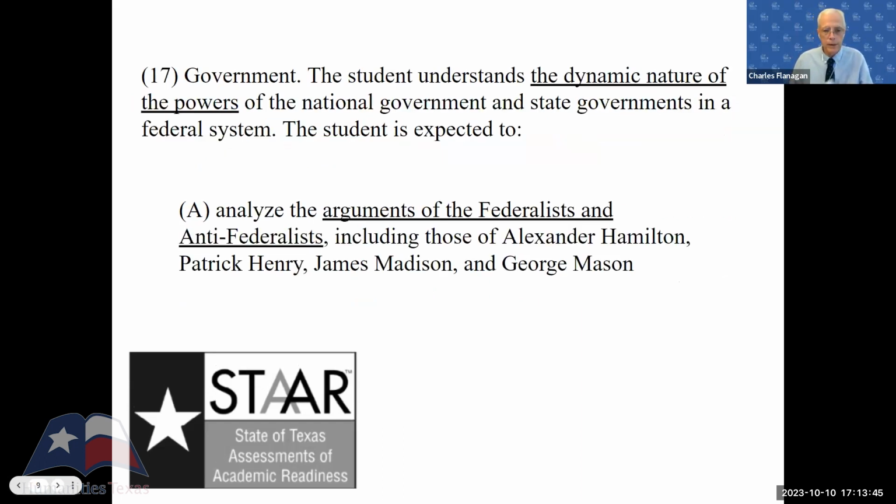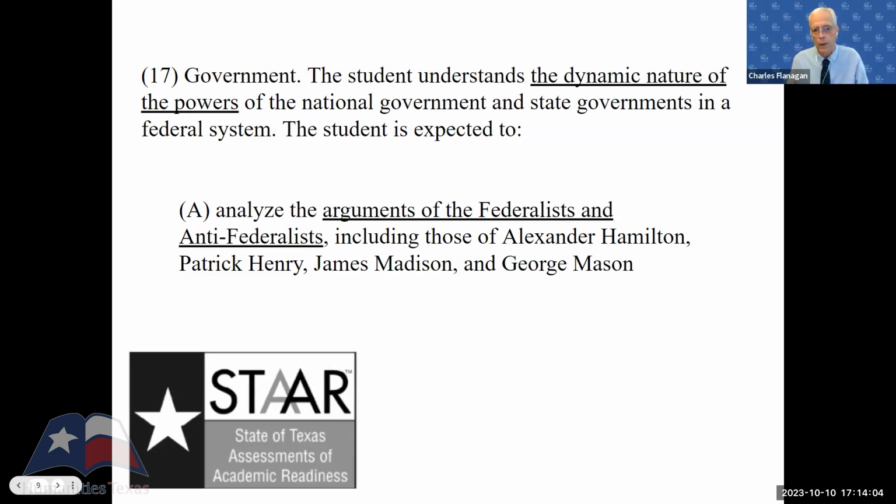In TEKS number 17, they want the student to understand the dynamic nature of the powers of the national government and state governments in a federal system. The student is expected to analyze the arguments of the Federalists and the Anti-Federalists, including those of Alexander Hamilton, Patrick Henry, James Madison, and George Mason. Well, I got you covered on this one.